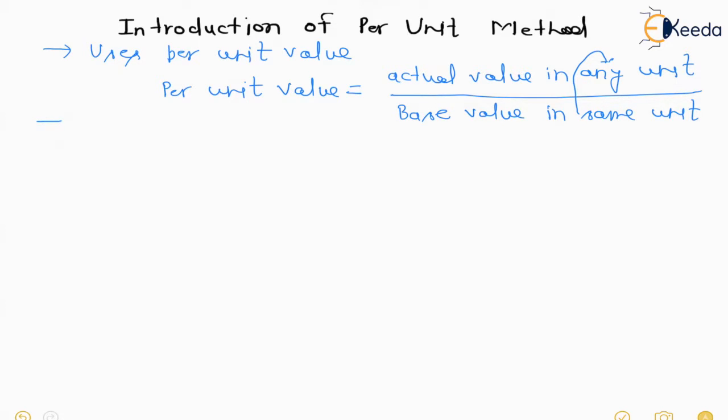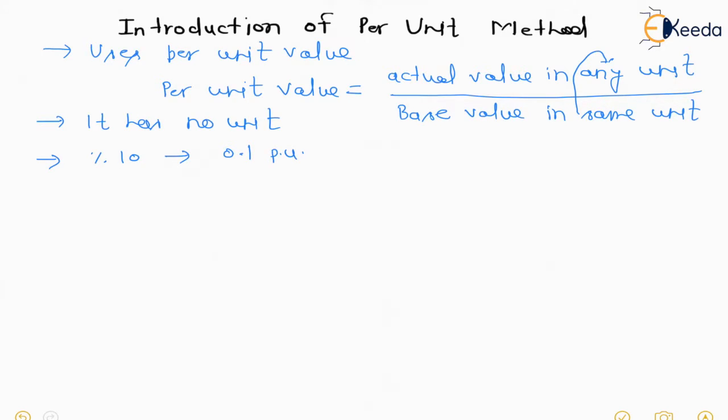It means per unit value has no unit, and if it is written as a percentage, say 10 percent, that can be written as 0.1 per unit. These things need to be remembered whenever we solve questions based on per unit.